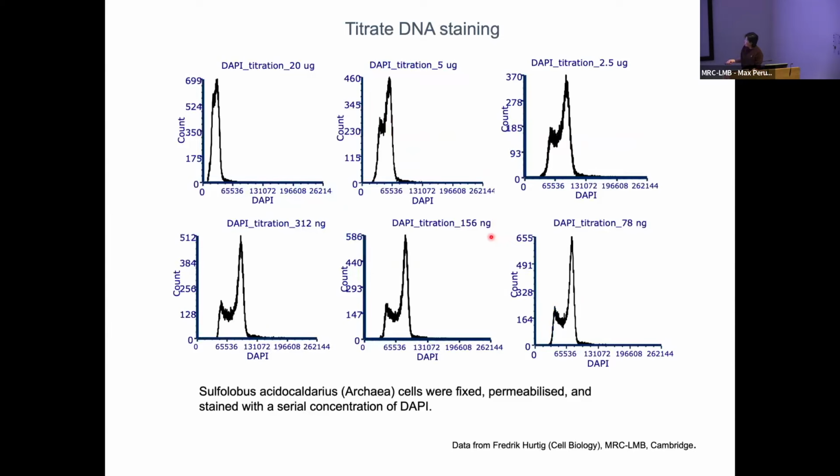So when you do your cell cycle, you load the DNA dyes. So please be aware, you need to titrate your dyes to the appropriate concentration. More dye doesn't mean you have a better resolution. For example, here, the best resolution is achieved at 312 nanograms rather than 20 micrograms. At this high concentration, you actually lose the resolution completely.